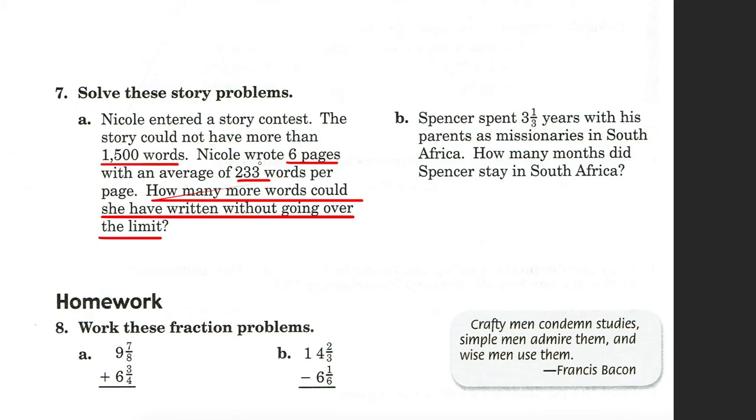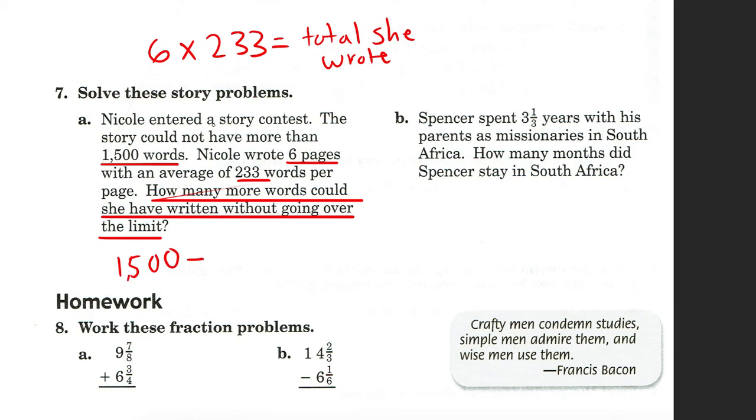So first thing we need to figure out is how many words did she write? She wrote 6 pages, and each page had 233 words. That will give you the total she wrote. Then take that number and subtract it from 1,500. That will tell you how much more she could have written. So 1,500 minus the total she wrote will give you how many more words she could have written.